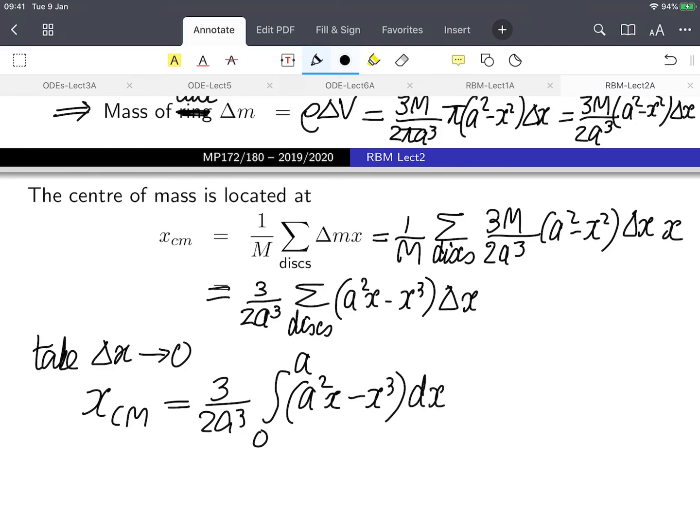And now I know how to compute this integral. I can find the answer. Is it going to be a over 2 again? I don't know. Okay, 6 minutes. We could take our time.